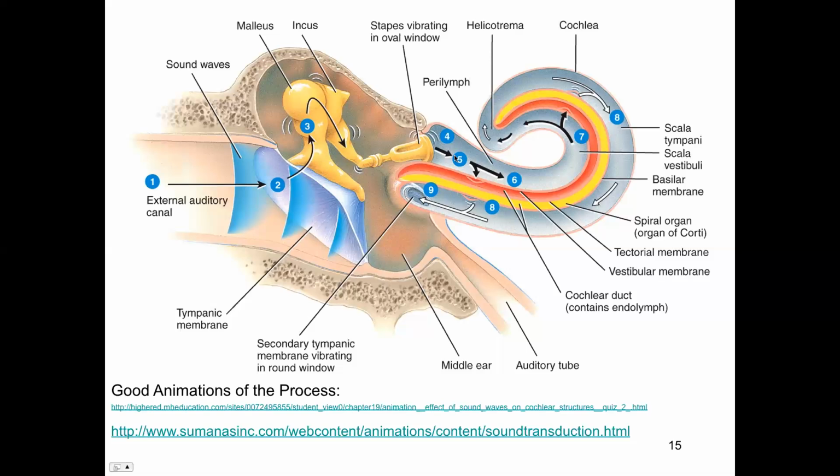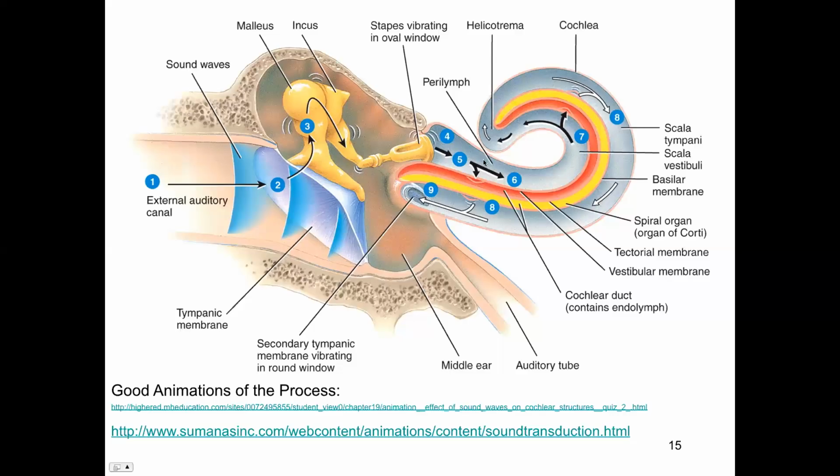So now why do we have this? Well, if you have very, very loud sounds, this is going to go through this fluid all the way around, and we have to relieve the pressure. So there's a reason here. The pressure is released here at the round window, so that the sounds don't reverberate and go back and stimulate again. That would be a bad thing. So this is why we have this setup.